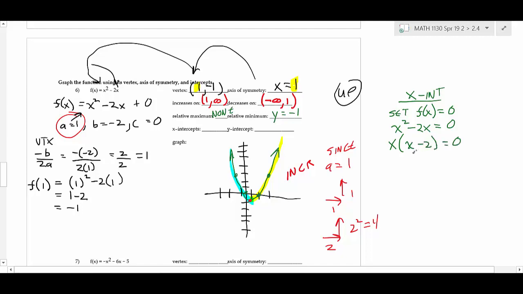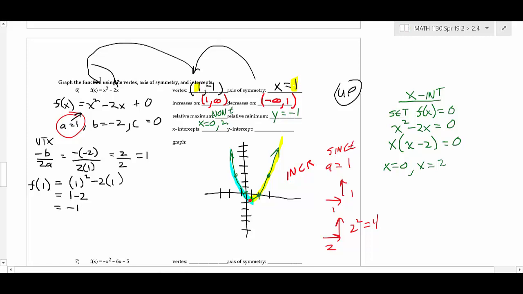Okay, if you do that, then what are your two x-intercepts? 0 and 2, good. You can look at the graph we drew, and you can tell that's right. So we'll just say x-intercepts, x equals 0, comma 2. That's good enough. You can just tell me what the x values are.